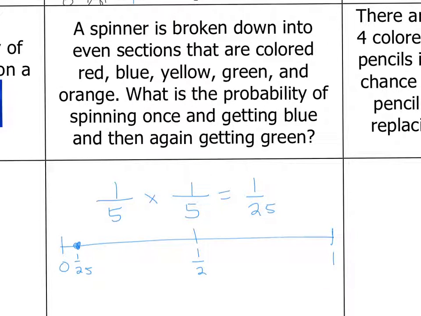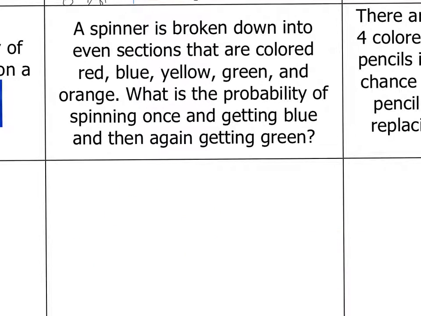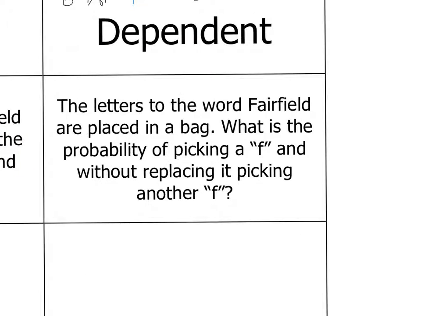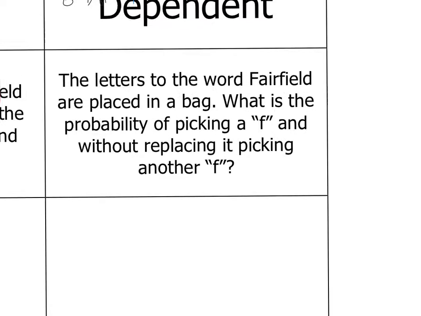All right, so now we're going to do dependent probabilities, and those are a little bit different because the probability of one thing happening affects the other probability. So it says the letters in the word Fairfield are placed in a bag. What's the probability of picking an F and without replacing it, picking another F? So what happens is if one probability affects another one, it is reducing our total number of outcomes that could occur.